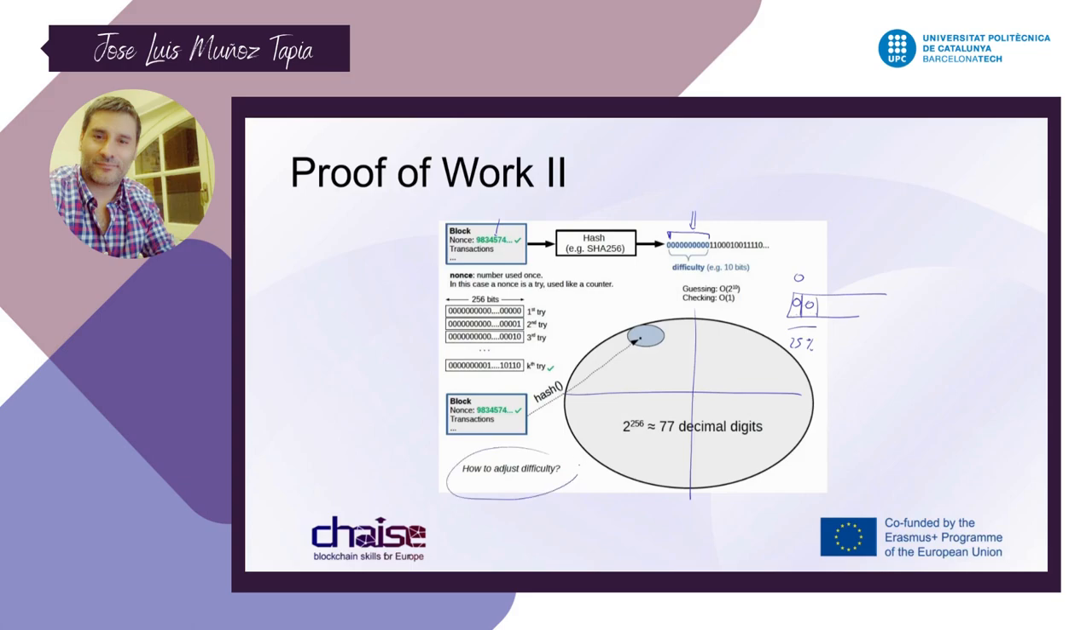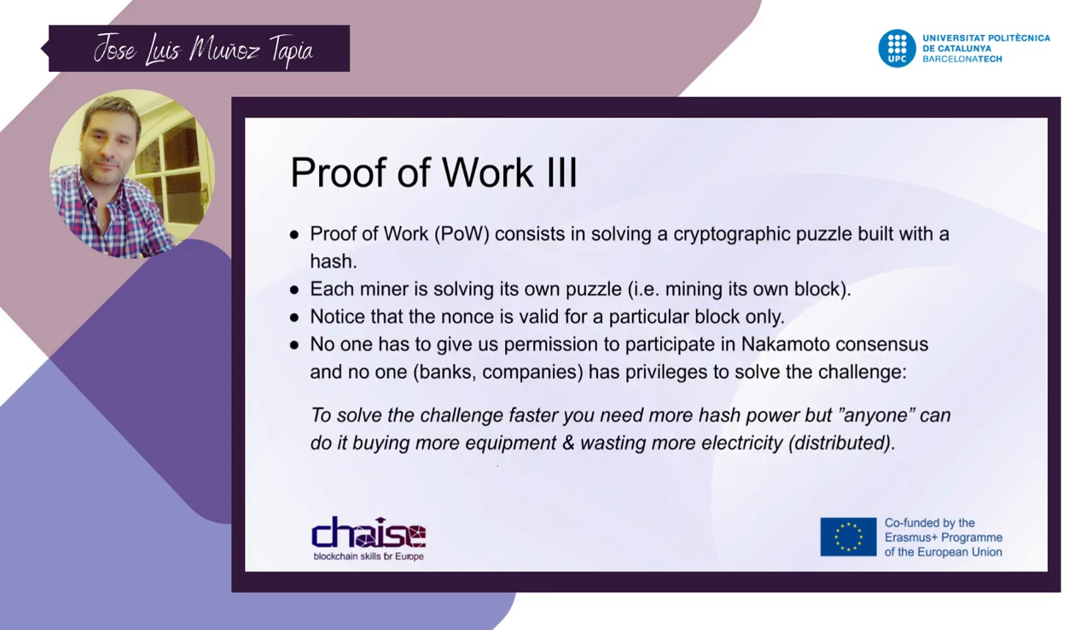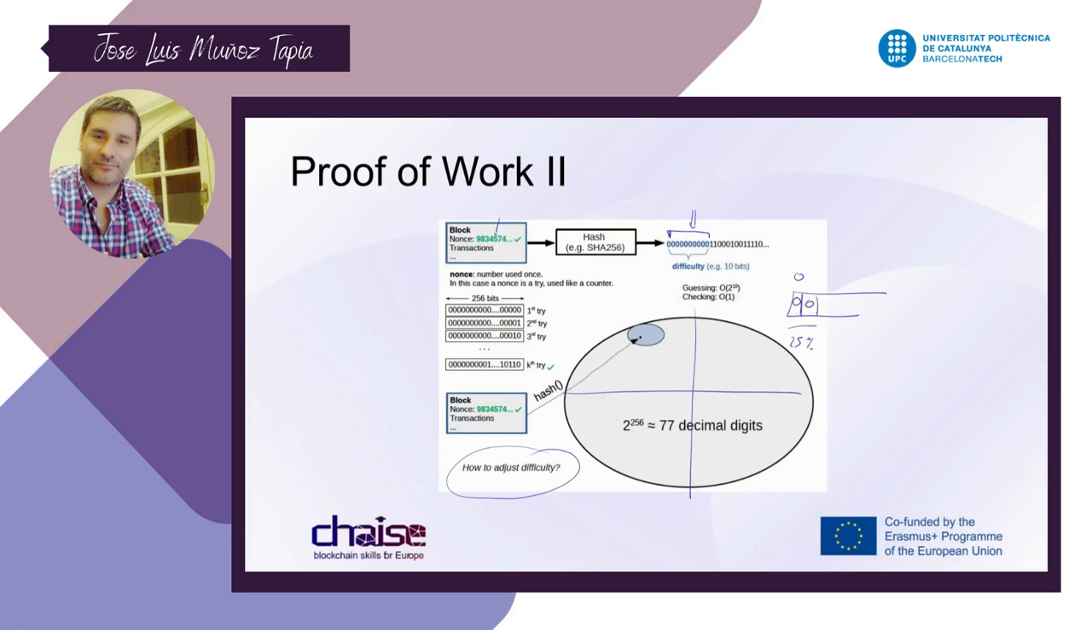Well, maybe one question is, how do we adjust the difficulty? In general, this is something about proof of work. Blockchains adjust the difficulty to keep the average time between blocks at some value. For example, in Bitcoin it is 10 minutes between blocks. But in this lesson, we just wanted to see how to create a cryptographic lottery in which you can adjust the difficulty. And this is done again with a hash function.